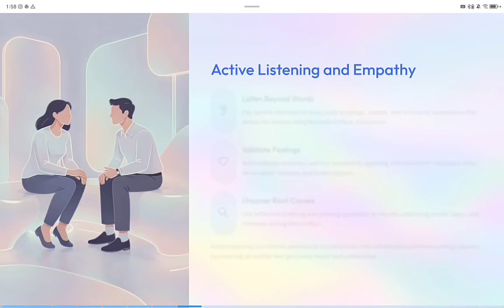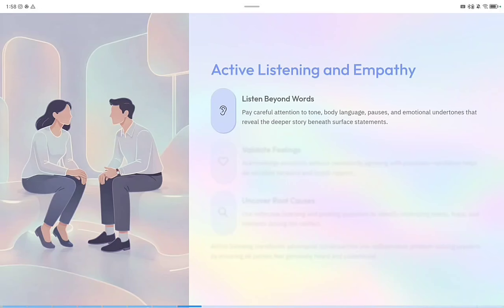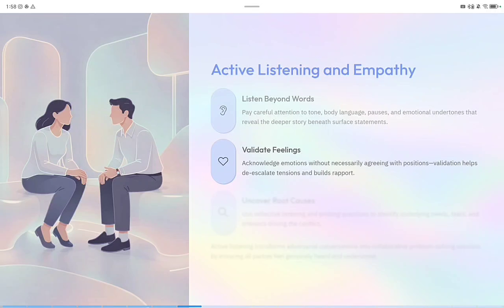The second important skill that is required is active listening and empathy. I think empathy is going to be extremely important and consistent for being an emotionally intelligent leader, so let's focus on active listening. How to be an active listener, right? To be an active listener, listen beyond words. Pay careful attention to the tone, body language, pauses, and the emotional undertones that reveal the deeper story beneath surface statements. Okay? The second important thing is to validate feelings.